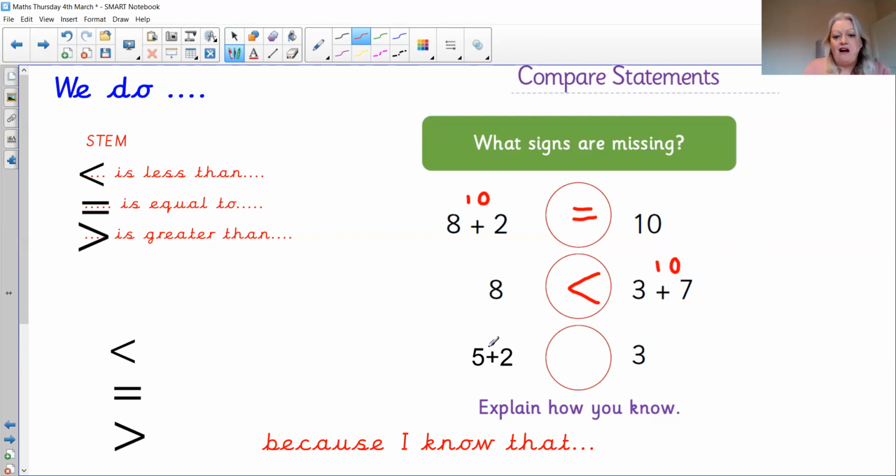So here we have 5 add 2, which you worked out hopefully was 7. Now is 7 equal to 3? No, Mrs. Burton. Is 7 less than 3? No? 7 must be greater than 3. And can you see how the symbols turn around for greater than? Because it's eating the bigger number, that's this side of our statements, our two calculations.